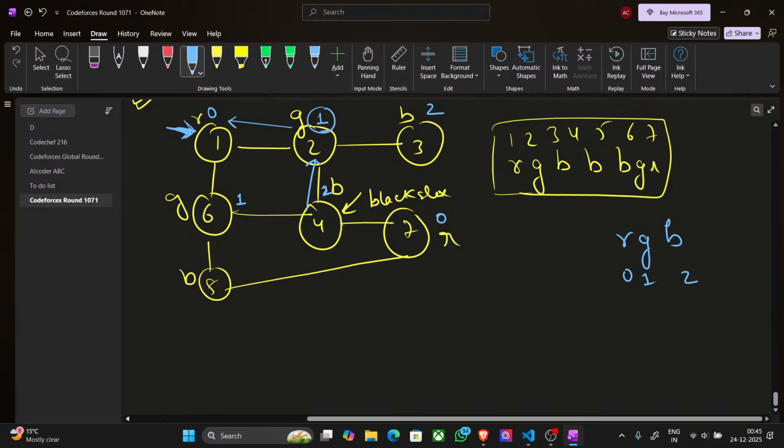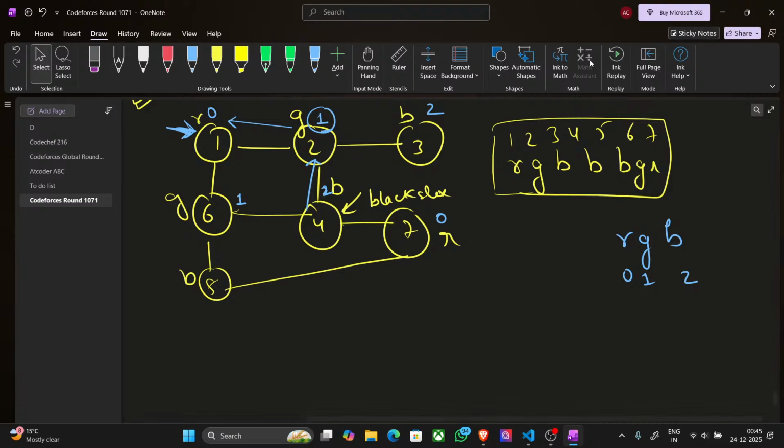Any doubt till now about this strategy or what I am doing? Anyone, any doubt? Anything not clear? Like this is complex, I can't understand or I can't grasp this. Anyone? Okay. So if this strategy is understood and clear, I can move towards the code. Correct?